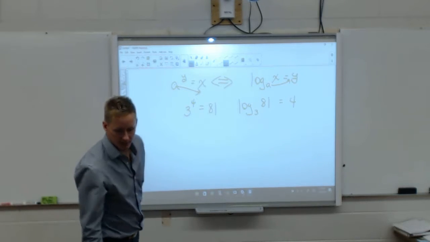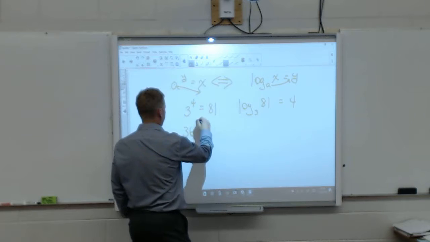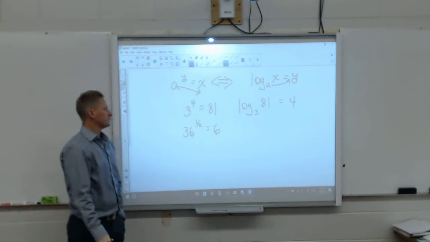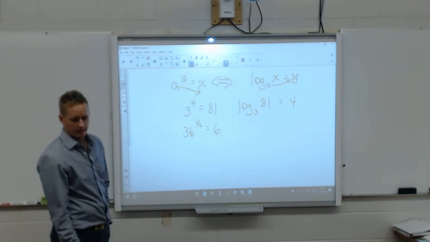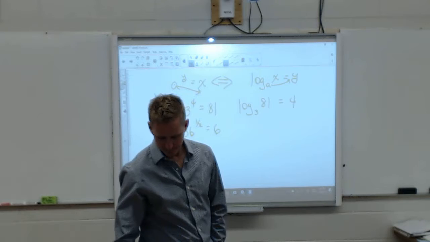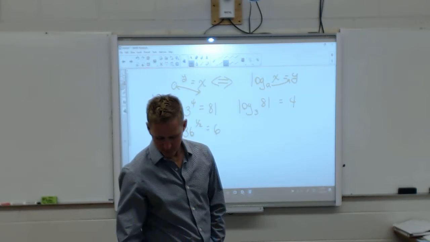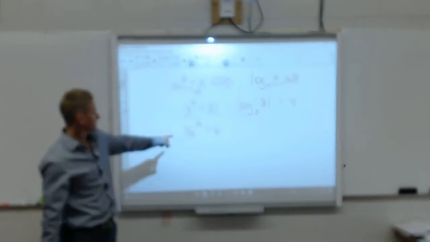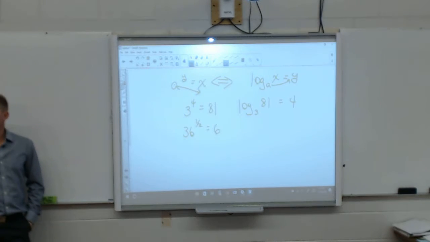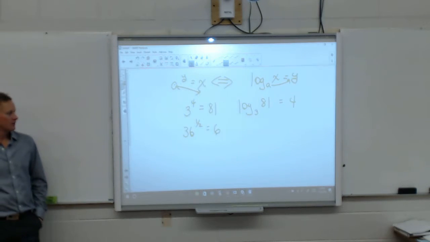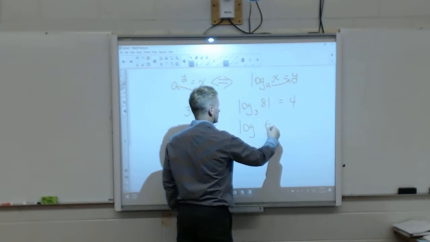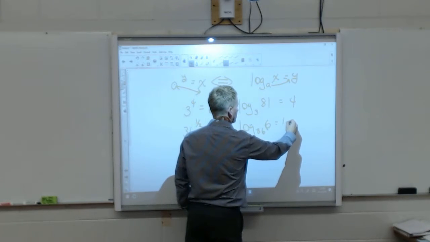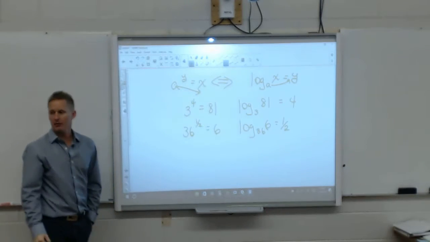Okay? You can have a go at this. 36 to the 1/2 equals 6. Change it over. What's the base in this question? 36 is. Yeah, very good. So it's the log of 6 to the base 36 is equal to 1/2. Everybody okay with that so far?